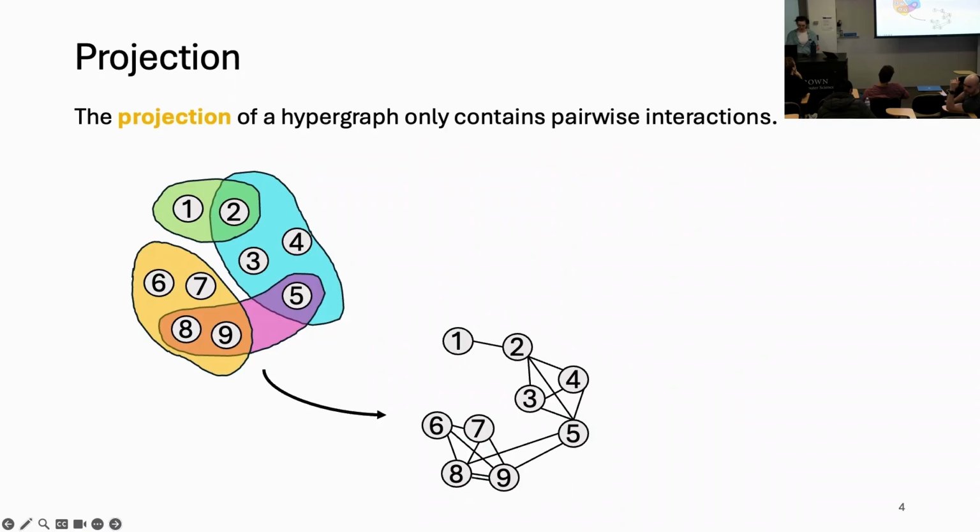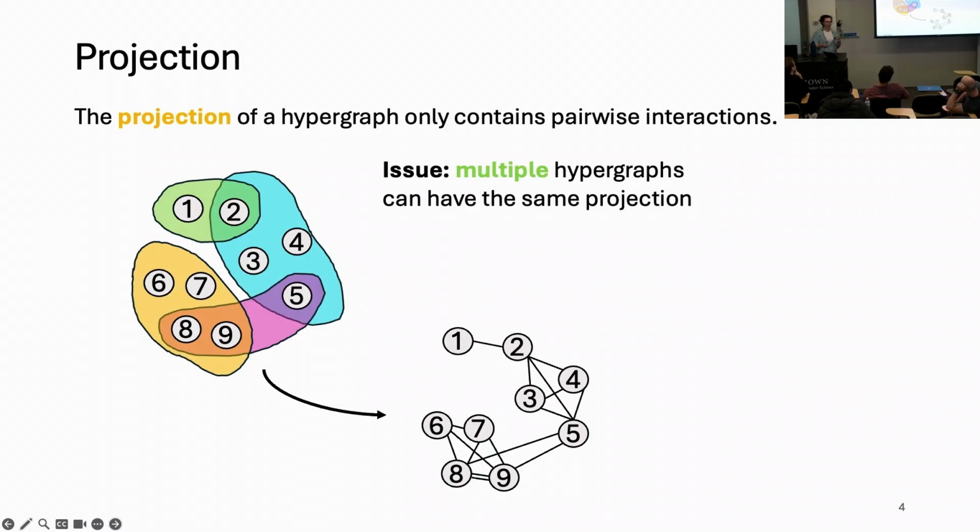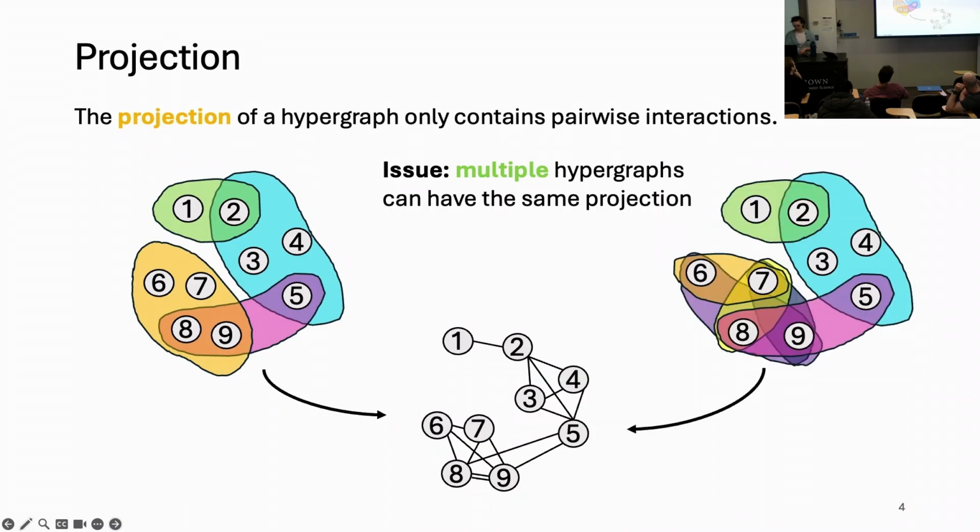But the issue with this is that there's some loss of information when you look at the projection. Multiple hypergraphs can have the same projection. In this example, I've drawn out a hypergraph with the same projection, even up to multiplicities. It's a little busy, but this is 1 hyperedge of size 3, and then 3 of size 2. And we'll talk a little bit more about what exactly it means for them to move between. Anyways, there's some loss of information when you just look at the projection. But like I said, there are some applications where it's all you have.